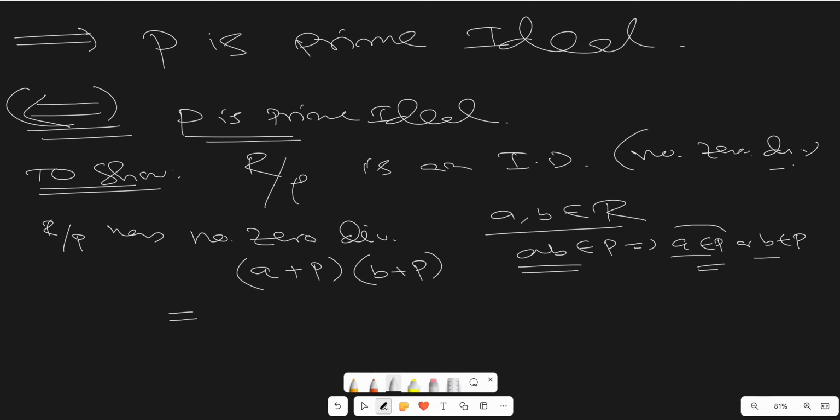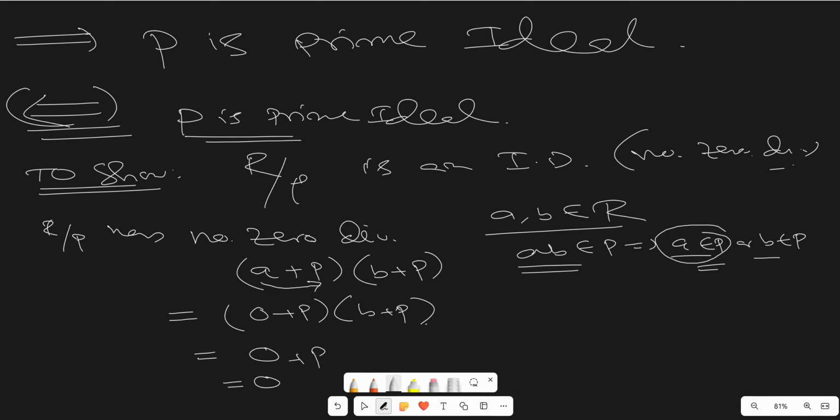If a is in P, then this will be 0 plus P, because a will be absorbed, since a is inside P. This is multiplied by b plus P, and b plus P will be as usual. So this is actually 0 plus P. This is actually 0. Are you getting my point? So there is no need for any commutativity here. So a plus P and b plus P, what do you think?